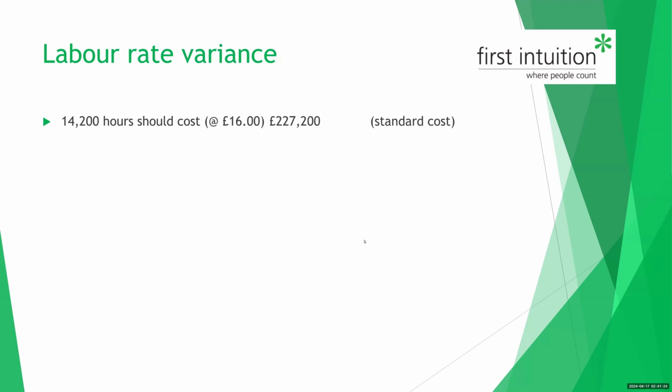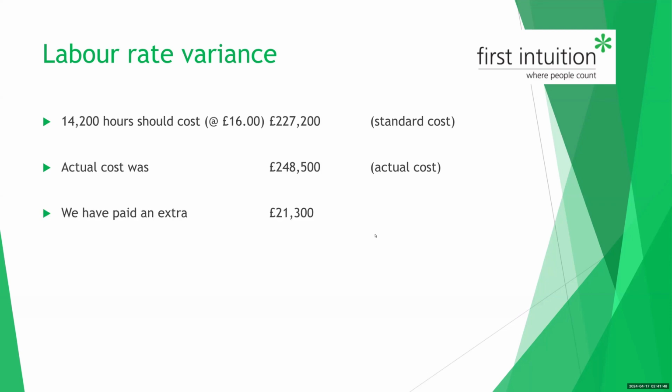Now, 14,200 hours at standard pay rate should cost us £227,200. We've actually paid £248,500. So plainly, although we have worked very efficiently and used fewer hours than expected, we've paid quite a considerable premium for those hours. And in fact, the difference is we've paid £21,300 more for those hours than the standard pay rate.